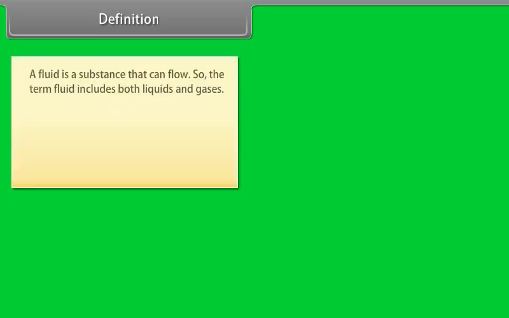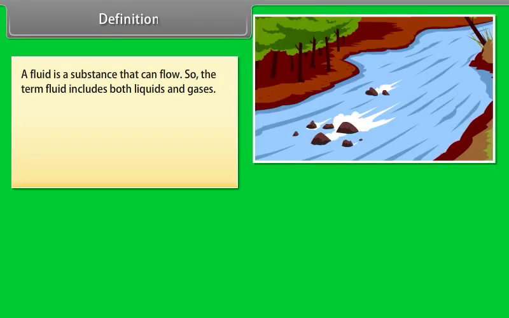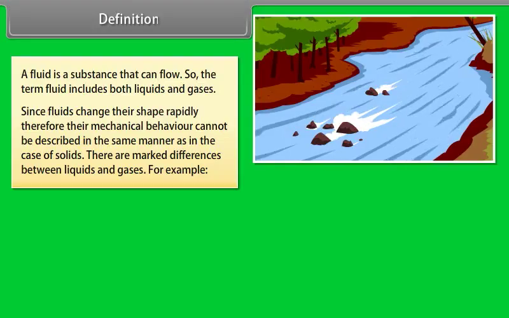Definition. A fluid is a substance that can flow. So, the term fluid includes both liquids and gases. Since fluids change their shape rapidly, their mechanical behavior cannot be described in the same manner as in the case of solids. There are marked differences between liquids and gases.